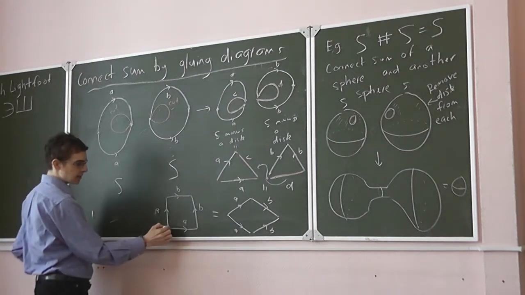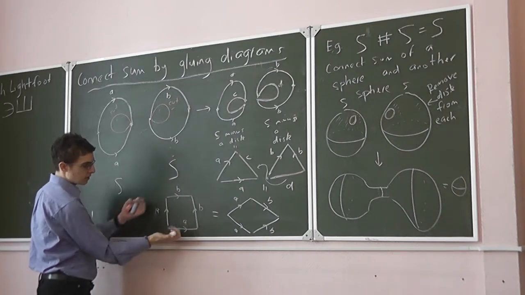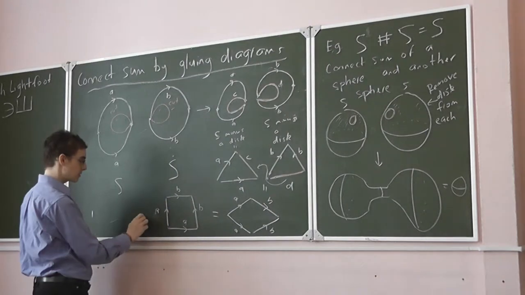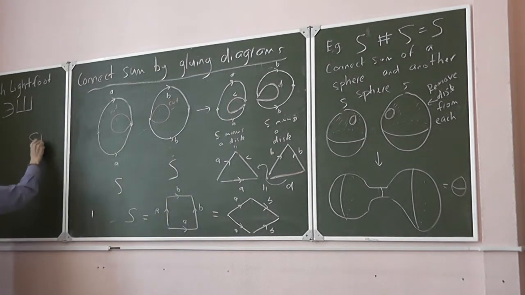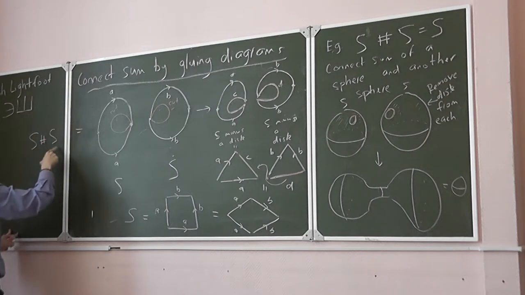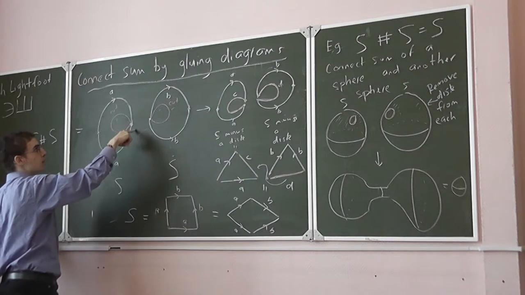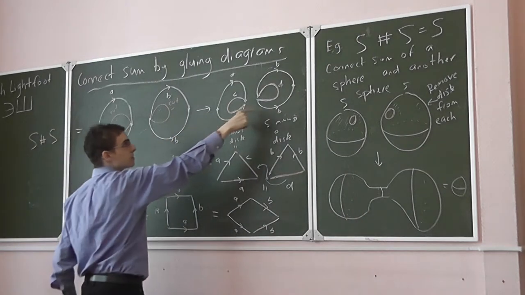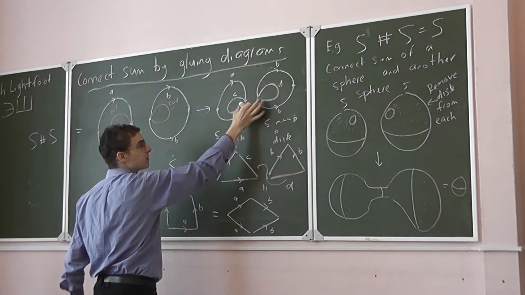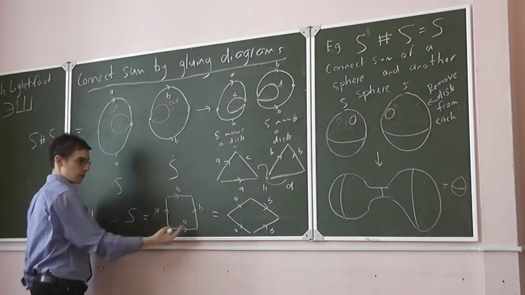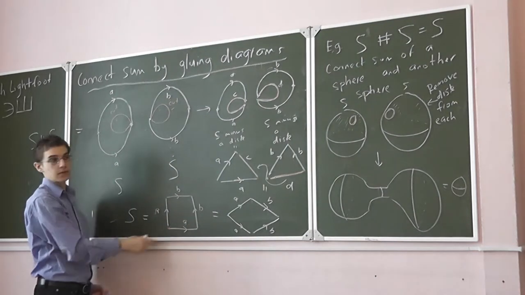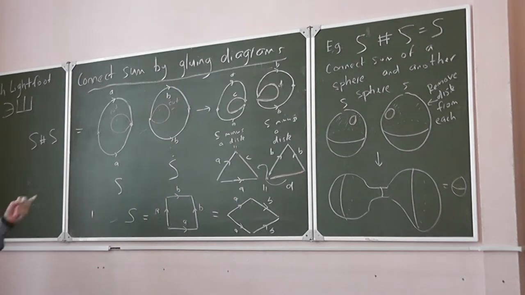And remember that one way to see that is that we're just gluing, so this is also a sphere. Okay, so for the connected sum of two spheres, the first step is to cut a disc from each, and then glue the boundary of that disc on each surface together. And we end up with another sphere. So the gluing diagrams agree. We agree that the connected sum of a sphere and a sphere is a sphere.